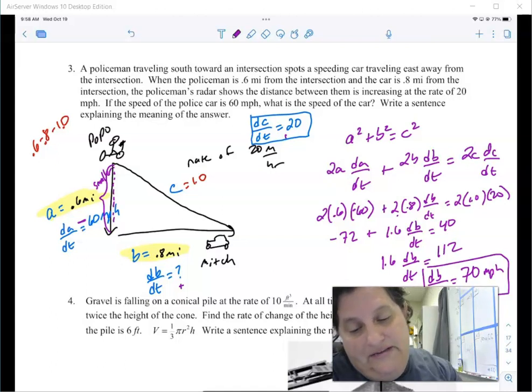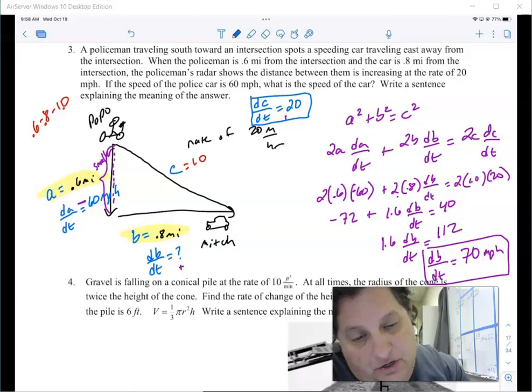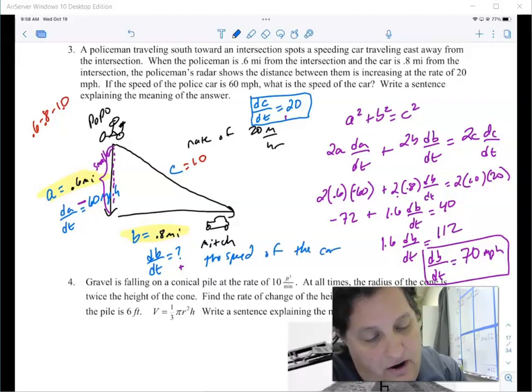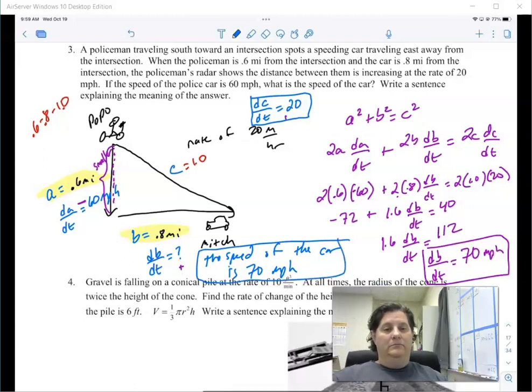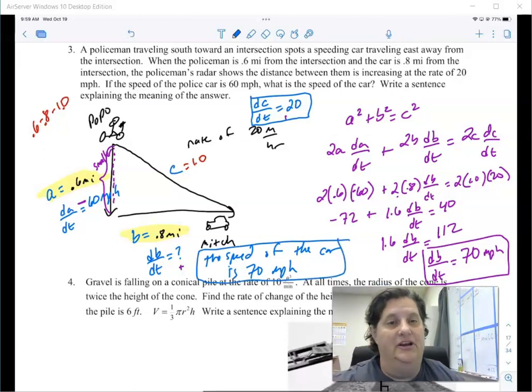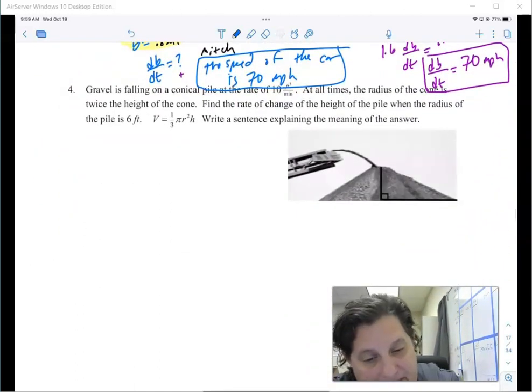So, write a sentence explaining the meaning of the answer. This just says the speed of the car is 70 miles per hour. Okay, there you go. All right, and that had 3 different sides changing, but we were still able to tackle that.